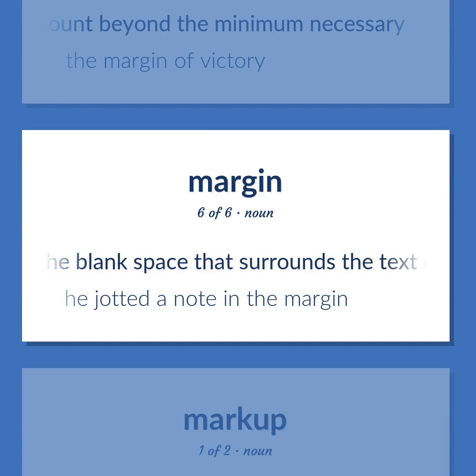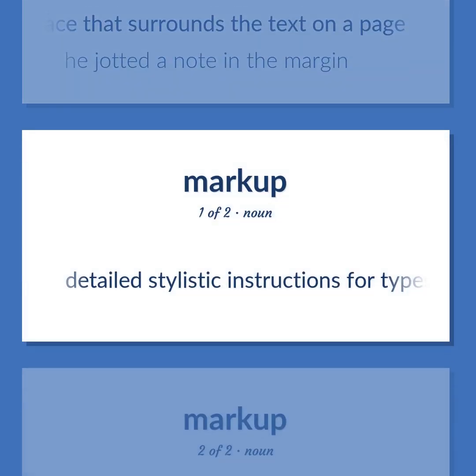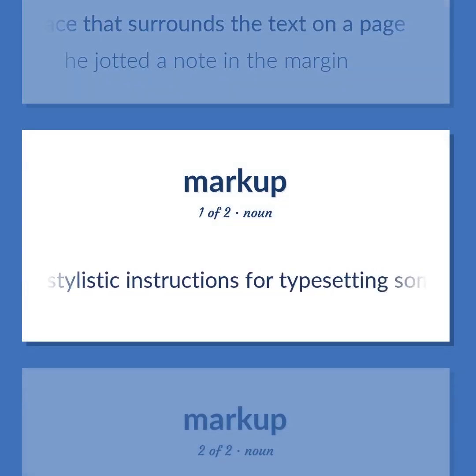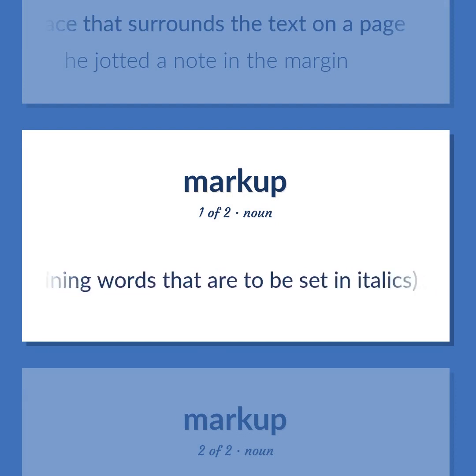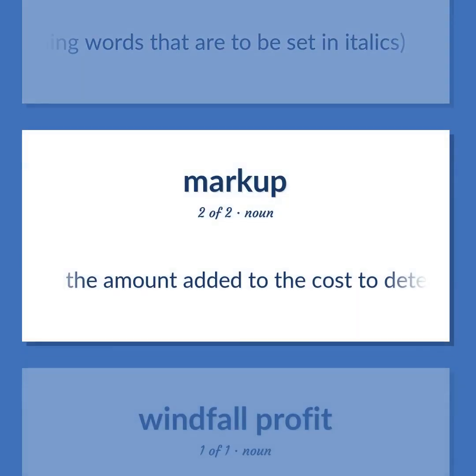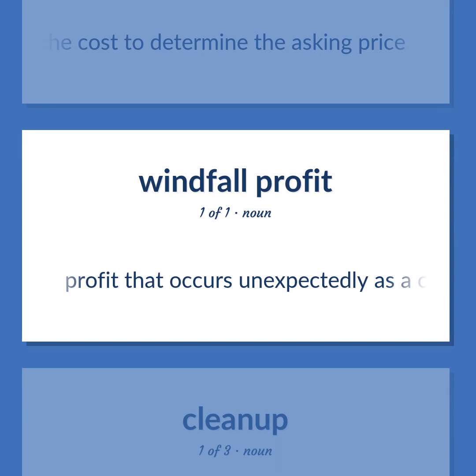The blank space that surrounds the text on a page. He jotted a note in the margin. Detailed stylistic instructions for typesetting something that is to be printed. Manual markup is usually written on the copy, e.g. underlining words that are to be set in italics. The amount added to the cost to determine the asking price. Profit that occurs unexpectedly as a consequence of some event not controlled by those who profit from it.